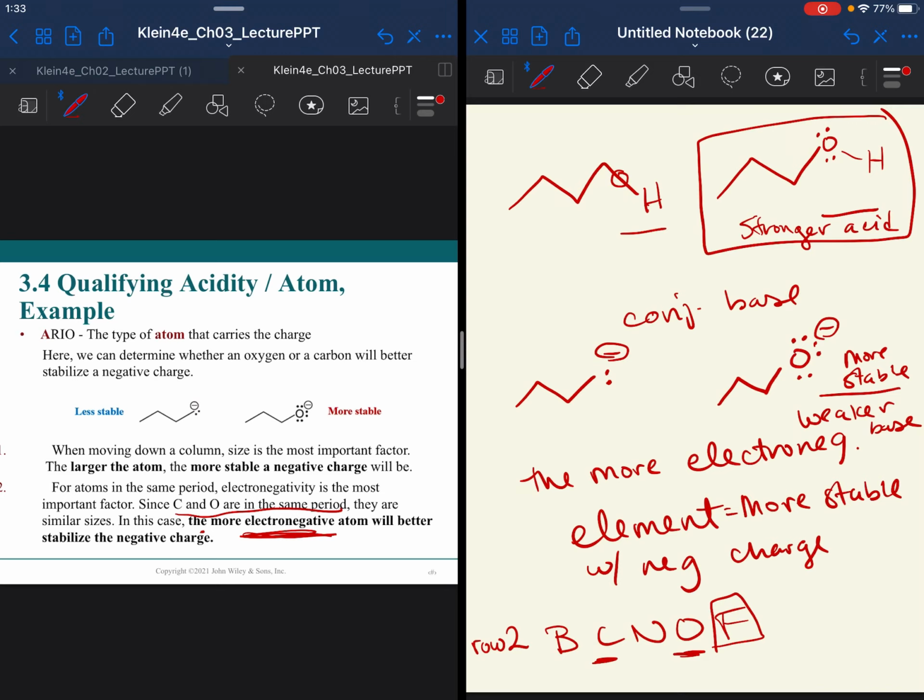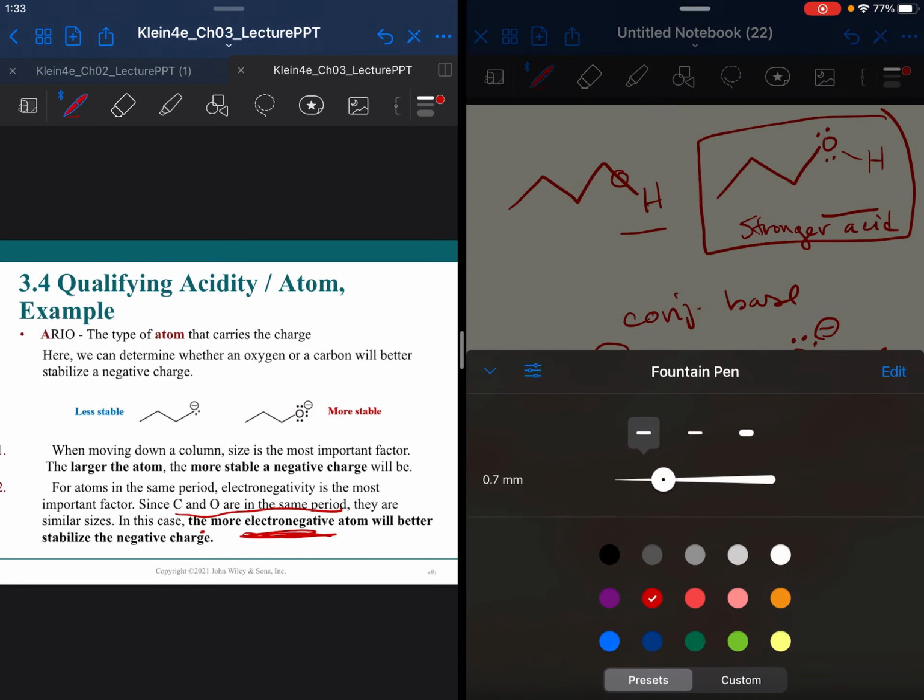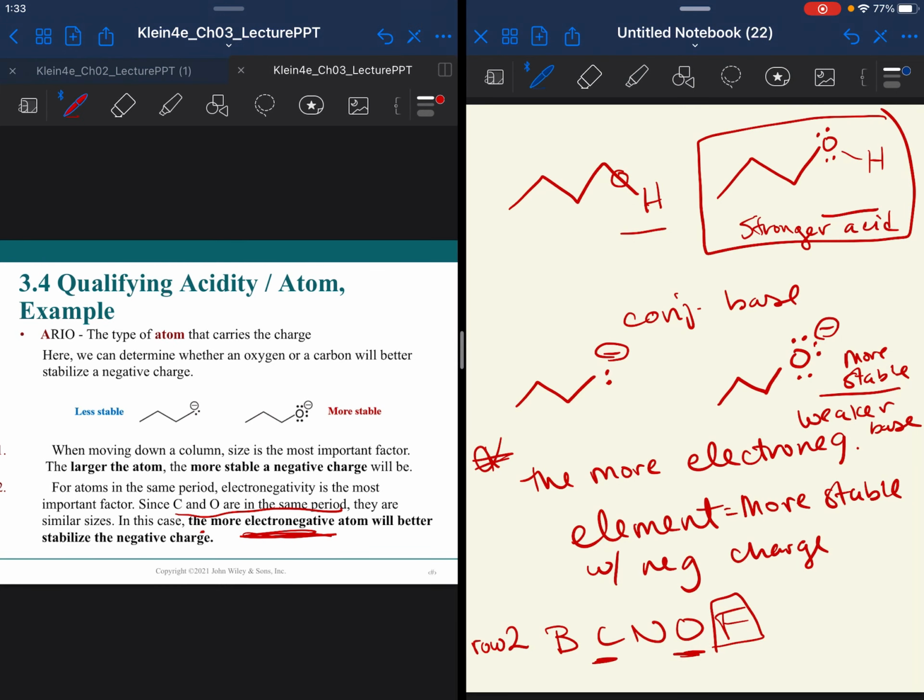And so even though oxygen is going to be a little smaller than carbon because atomic radius decreases as you go to the right, the difference in size isn't that big. So if you were comparing row 2 elements to each other, you go based on electronegativity. So the more electronegative element, the more stable. But you have to put that note in there. And let's change color to really emphasize this.